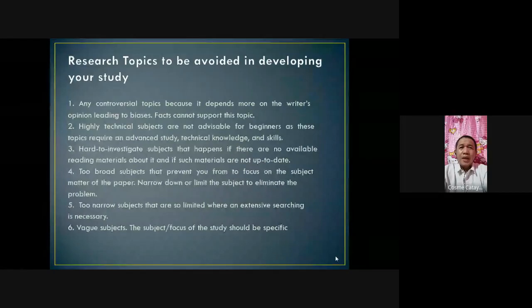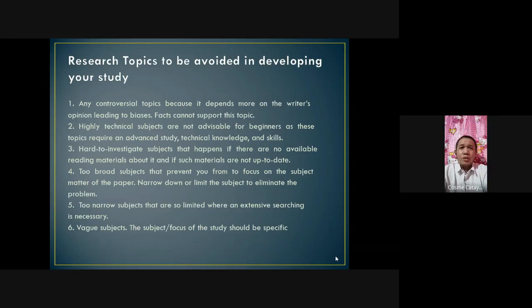Number two, highly technical subjects are not advisable for beginners as these topics require an advanced study, technical knowledge, and skills. Number three, hard to investigate subjects that happen if there are no available reading materials about it and if such materials are not up to date.